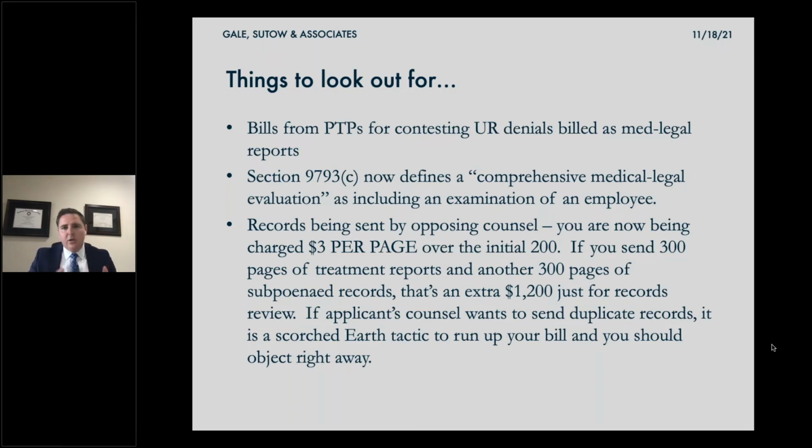We put this in here about records being sent by opposing counsel. I see a lot of attorneys who are saying, hey, this person's got all these prior claims. It's going to cost you $10,000 for the QME just to review it. You should be settling this case. And I think it goes back to what we were talking about before, making sure you're getting rid of those duplicates, sending records that are relevant, because as you're going to see at $3 per page after the initial 200, we're talking about a lot of money that's going to be spent for a QME to review some records.